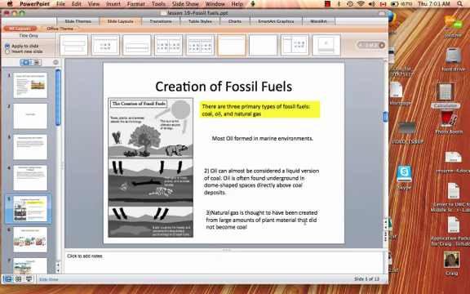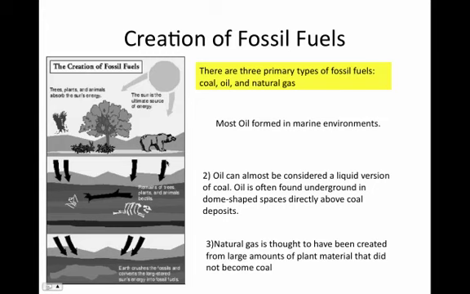Let's talk about fossil fuels today. How do we make fossil fuels? Well, fossil fuels come from dead, decaying organisms. And there are three types: coal, oil, and natural gas. Most oil is formed where there were marine environments. So let's look at my picture. Trees, plants, and animals absorb the sun's energy. The sun's the ultimate energy source.